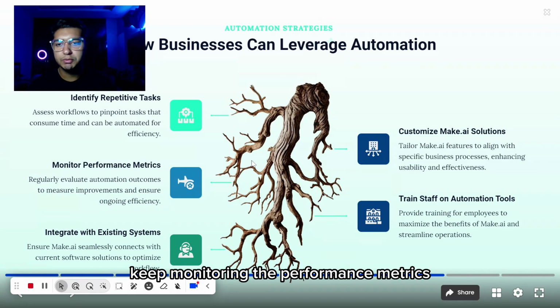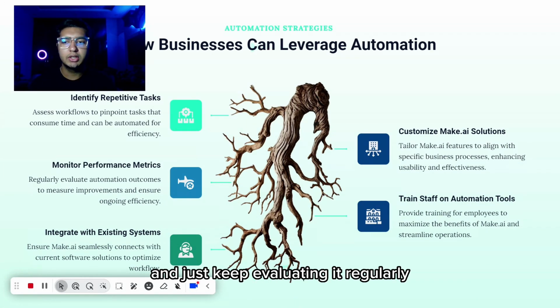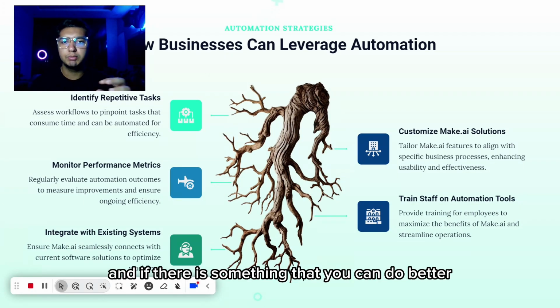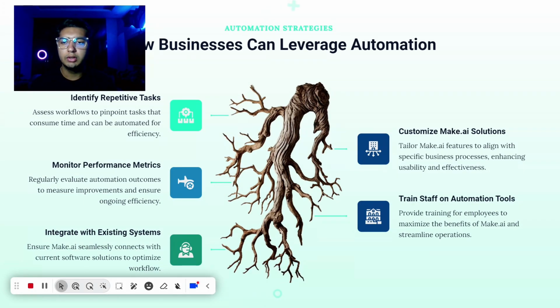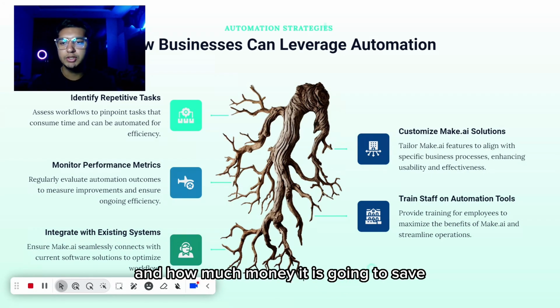Keep monitoring the performance metrics. The third step is to keep monitoring performance metrics and keep evaluating it regularly to see the outcomes of the automations and if there is something that you can do better. Have a look at how much time it is saving you and how much money it is going to save you in the future and even right now.